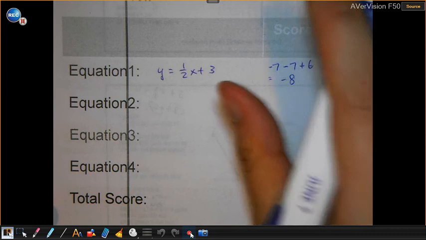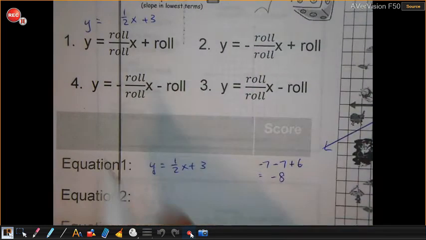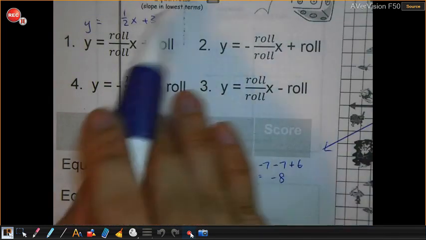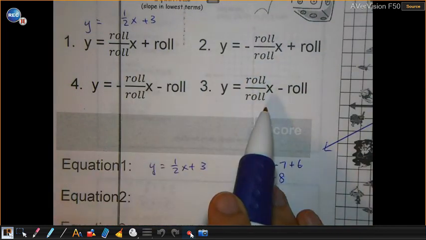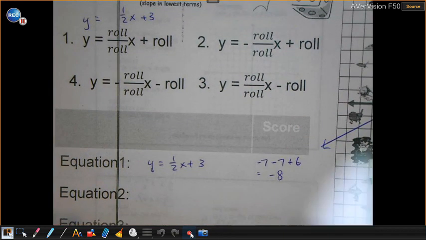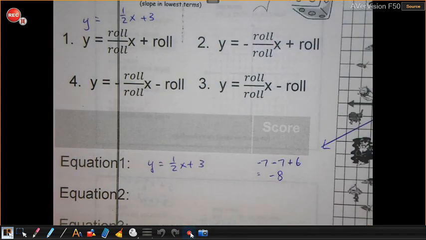Okay, so this is a good practice of graphing lines given different types of equations. So play this, complete 6.1, and that'll be it for today.